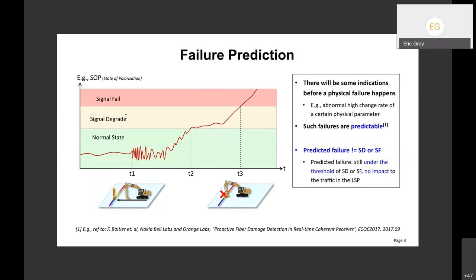Yeah, so here I want to clarify what the failure prediction is. Actually, before a physical failure happens, there will always be some indications. For example, the values of some parameters are changing very quickly, as shown in this picture. But one conceptual difference between the predictive failure and the traditional SD or SF is that the predictive failure happens while it is still under the threshold of SD and SF. That means that there is still no impact on the traffic of the SP. So at the source or the destination end of the SP, it cannot detect this kind of predictive failure. So that's the reason why we need this kind of notification. Okay, so next page, please.